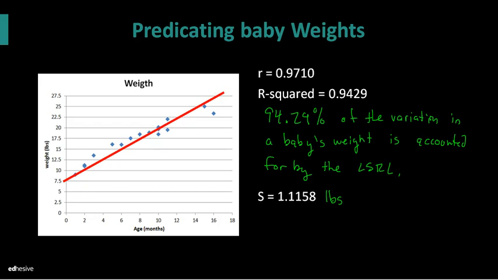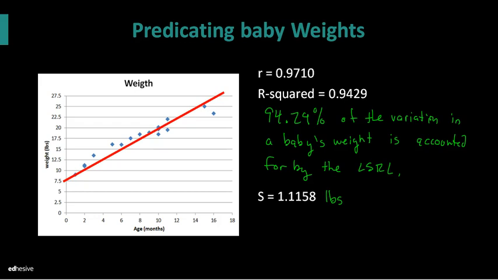That is really powerful. That means that if I'm going to guess a baby's weight simply based on this regression line, I'm going to be off. How much am I going to be off by? About 1.12 pounds. Above or below, I'm going to be off by 1.12 pounds. Now, you have to make the decision, is that big or is that a lot? Well, if you're trying to predict a baby's weight and you're only off by 1.12 pounds, that's really not too bad. Obviously, I'd prefer a very small S value.